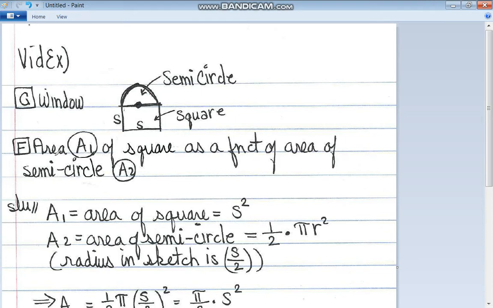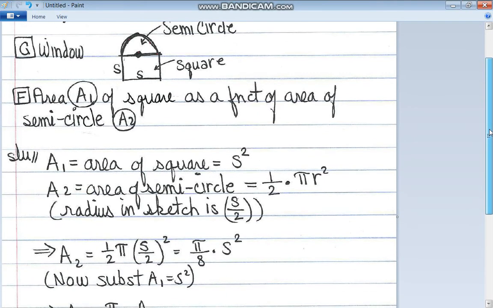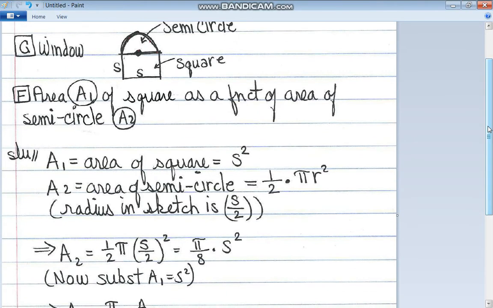Okay. You're asked to find the area A sub 1 of the square as a function of the area of the semicircle, which they're going to call A sub 2. Sort of like that last problem we saw, but a little bit more complex. Okay, so A sub 1, here's our solution, is the area of the square. Area of a square is side times side, so it's side squared.